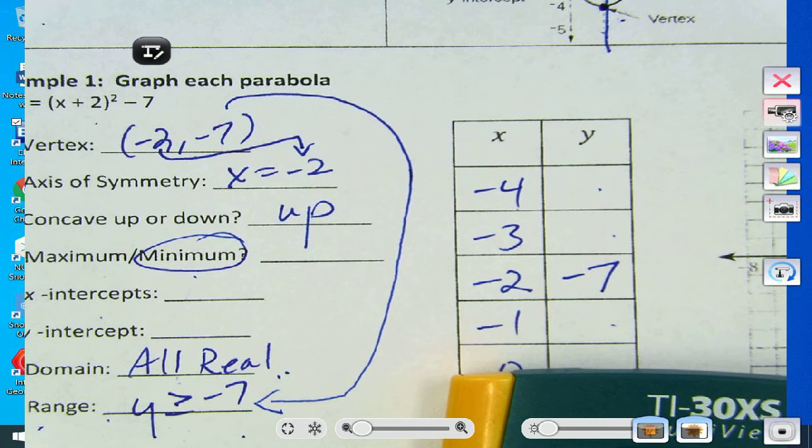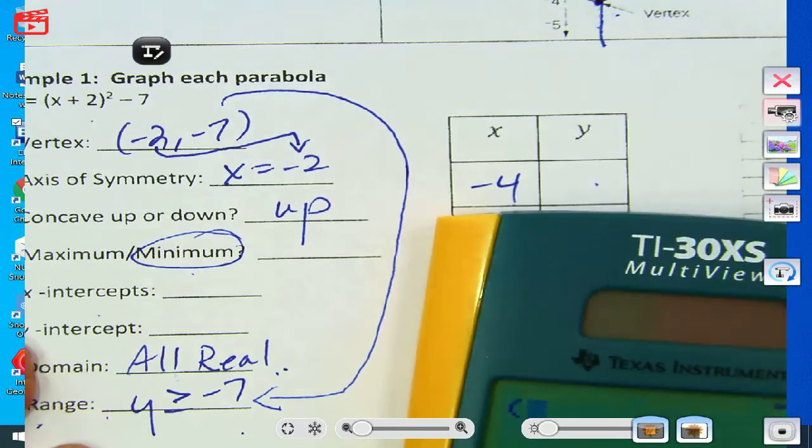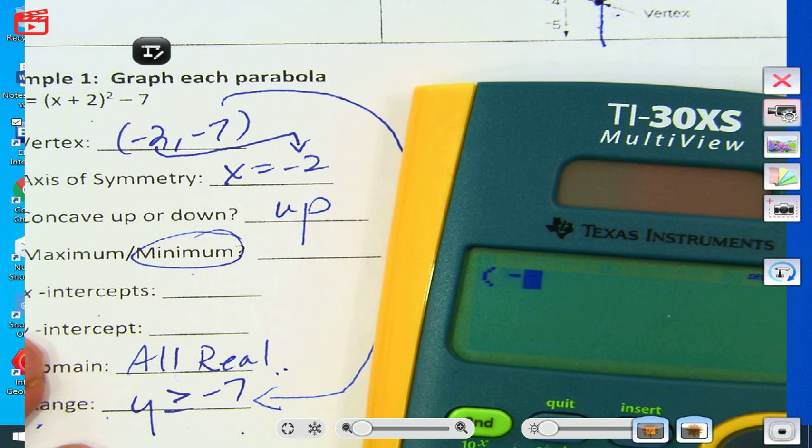Okay. All right. So we only have two examples to work through, but they are kind of tedious. Example one. So here's my function. What's the vertex? My vertex is negative 2, negative 7. Remember, it's always the opposite of what's inside the parentheses, and you keep the same sign when it's outside the parentheses. And the axis of symmetry is x equals the x value. So x equals negative 2.